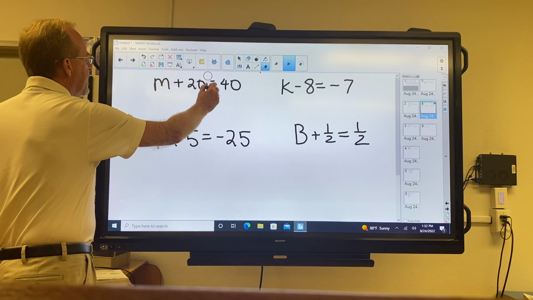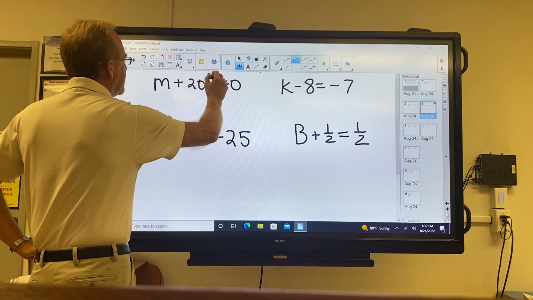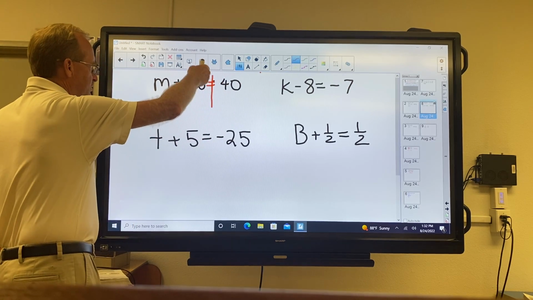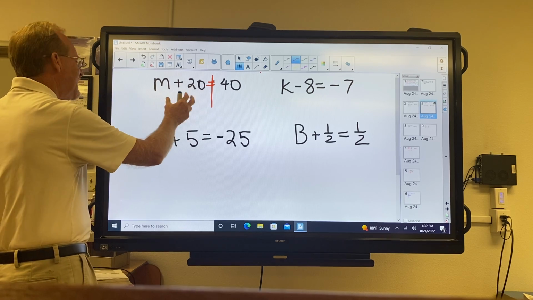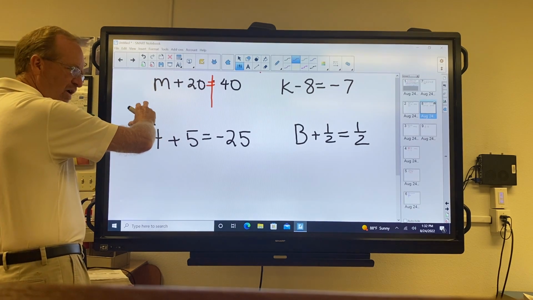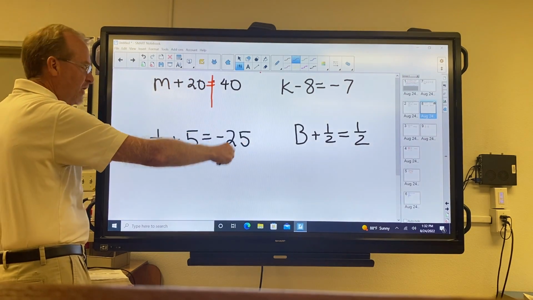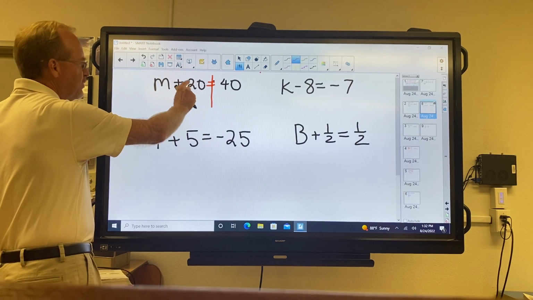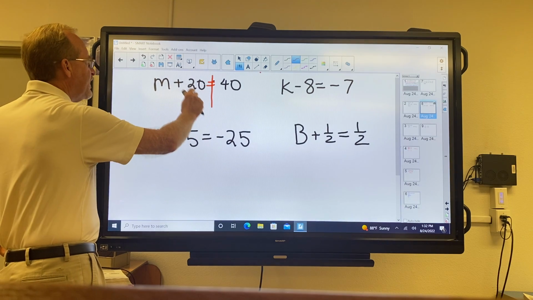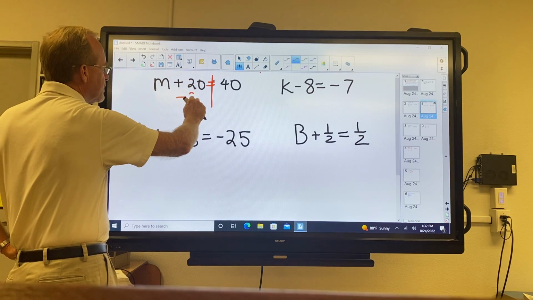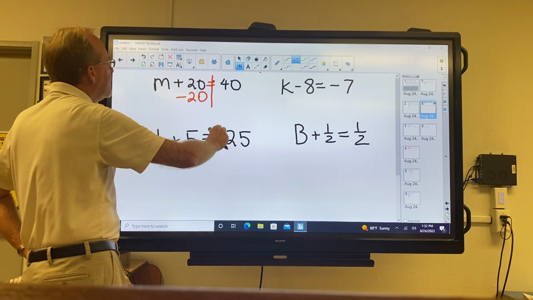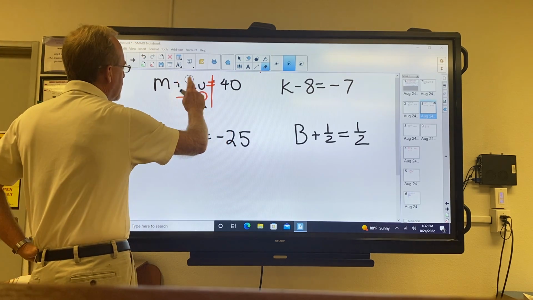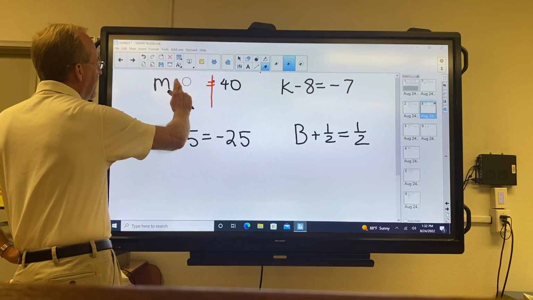I'm going to put my line right there. So that's my dividing line. And I'd like to get the letters on one side and the numbers on the other. So I decide, well, I want the m on this side. Let's get rid of that 20. Let's move him out of there. That's a positive 20, so I'll subtract 20. He's gone. 20 minus 20, bye-bye.